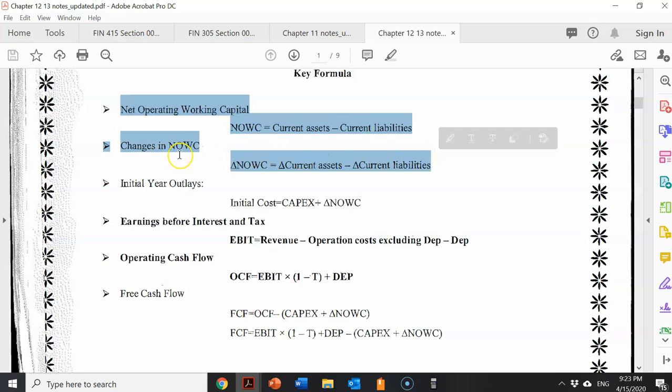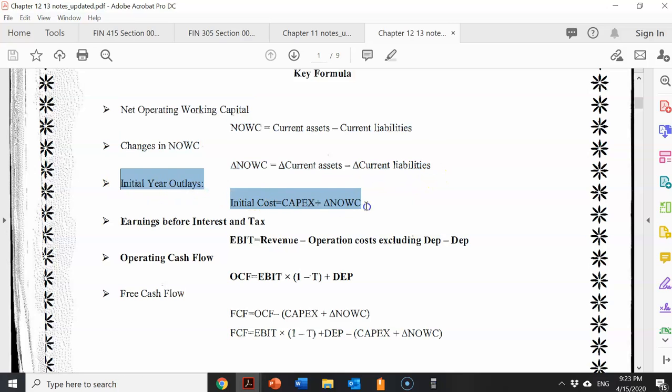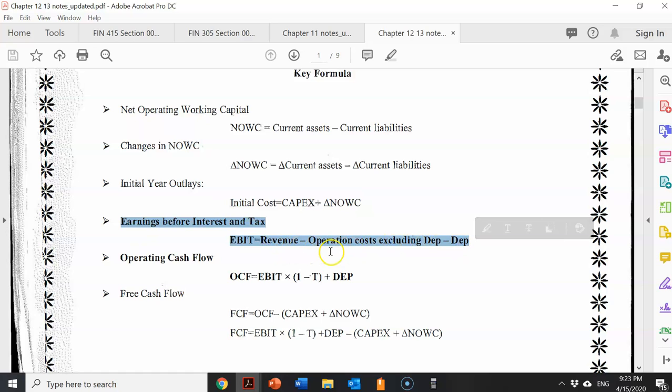So the change in net operating working capital is just the change in current assets minus the change in current liabilities. And the initial year outlay will be the initial cost, which is equal to capital expenditure plus change in net operating working capital.